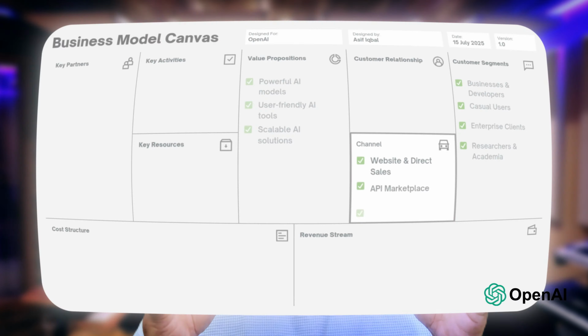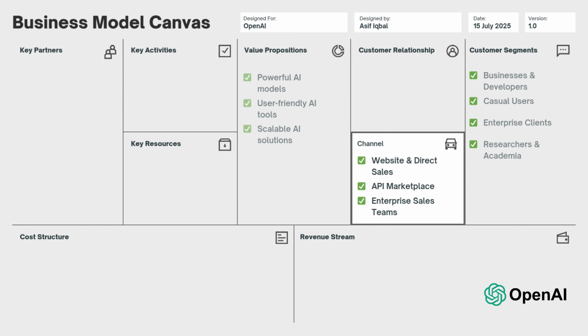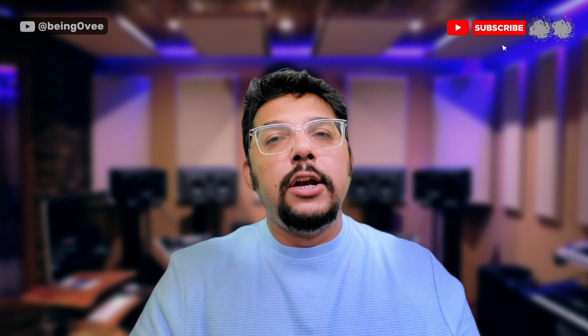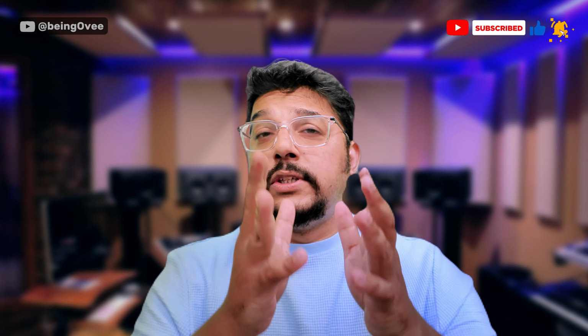So each channel serves a specific purpose. A casual user finds OpenAI through their website and direct sign up, whereas a developer accesses it through their API marketplace. At the same time, enterprise clients go through a sales team for their tailored AI solutions. So selecting the right channel is crucial for growth. They ensure that your business reaches its target audience efficiently and also cost effectively.